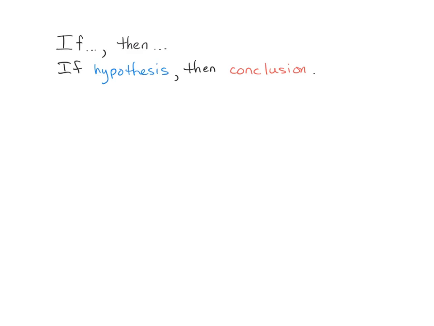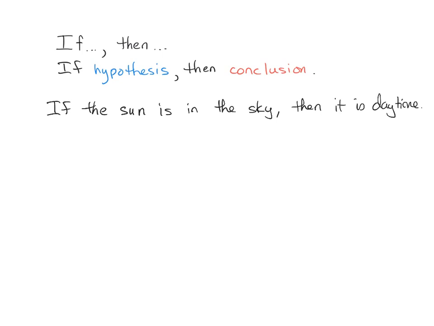So an if-then statement is sometimes referred to as a conditional. And our conditionals often have what we call a truth value of either true or false. And so I'm going to give you a statement that is a true statement. So a true statement would be, if the sun is in the sky, then it is daytime. Okay? That is definitely a true statement.